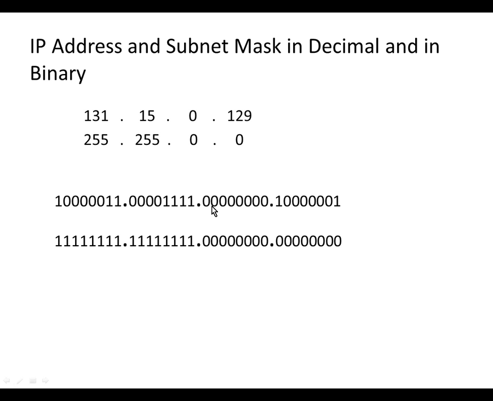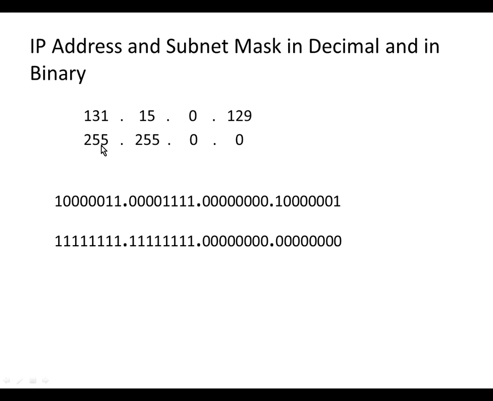This would be the IP address, and the lower line would be the subnet mask. So 131, you can see that this octet is 128, plus 2 is 130, plus 1 is 131. The next octet, 4 zeros and 4 ones, is 15. The next octet, 8 zeros, is 0. The next octet, a 1 followed by 6 zeros and a 1, is equal to 129.